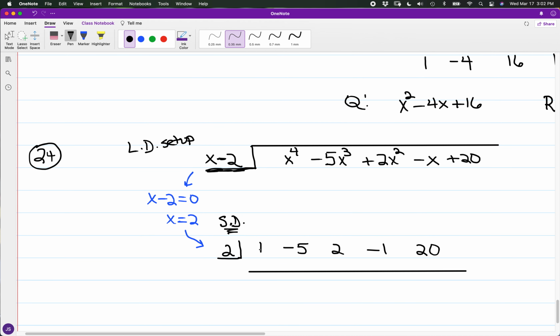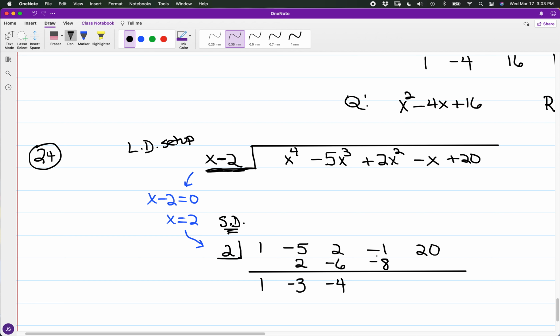Okay, so again, the leading coefficient from the dividend I'm going to bring down and then begin the multiplying. So you have 2 times 1 is 2, so this will be shifted over to the next column. Then we have negative 5 plus 2 is negative 3. Then we have 2 times negative 3, which will be negative 6. Then we have 2 plus negative 6 is negative 4. And we have 2 times negative 4 is negative 8.